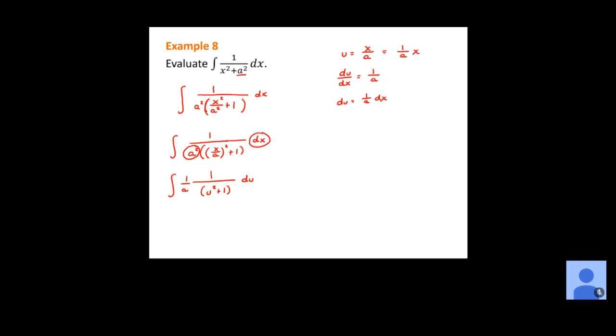Any questions up to that point? Because that's the trickiest step to kind of see how we're going to get everything we need in there. Again, the reason we don't have to have everything just in terms of u is because a itself is a real number, right? It's not a variable, so we can leave it as a.